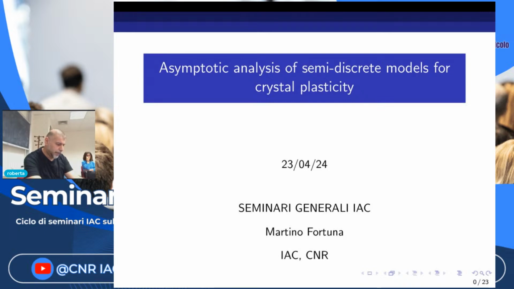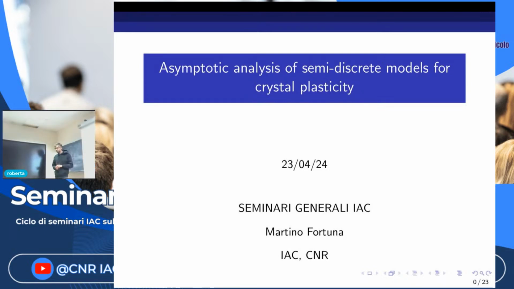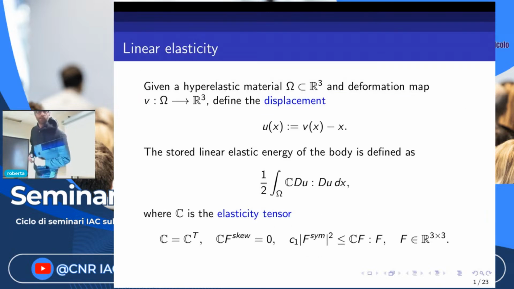It is about some variational models for material science, in particular variational models known in the literature as semi-discrete models, and they are about plasticity phenomena in crystals. The setting in which this talk is going to be inserted is the one of linear elasticity.